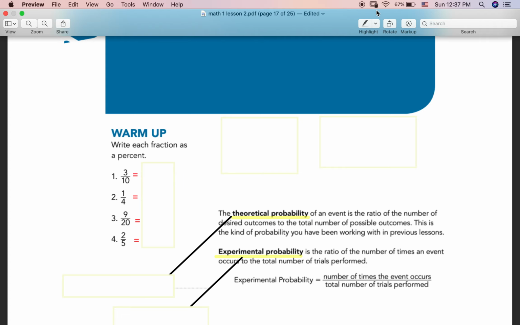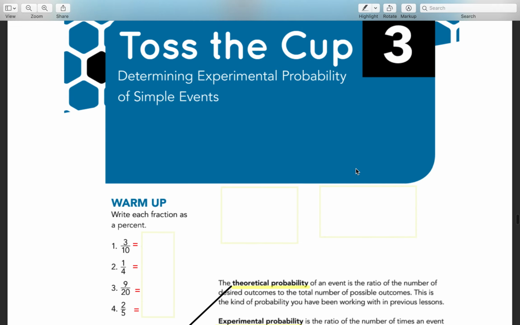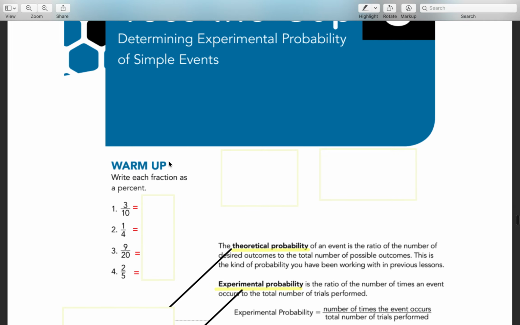This is page 33 in module 4. Let's see this warm-up. Write each fraction as a percent. So we have 3 over 10. There are two different ways you can do it.